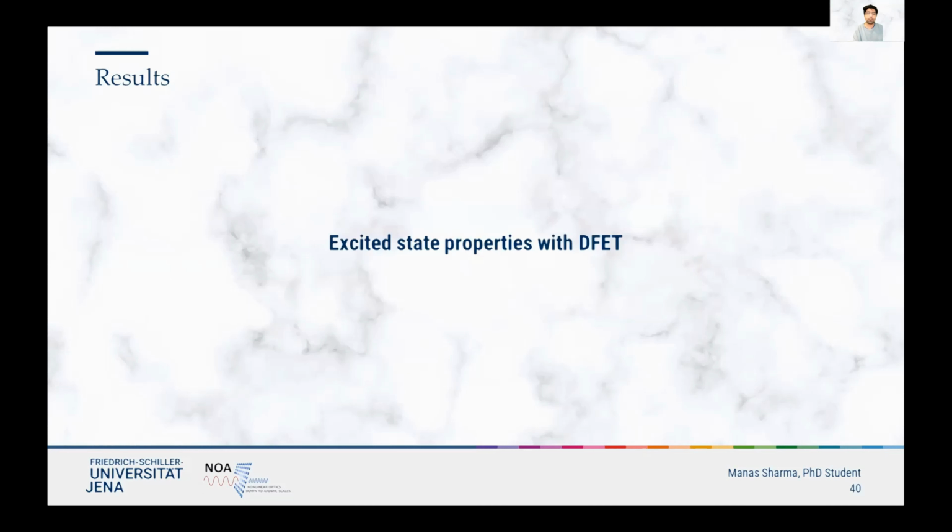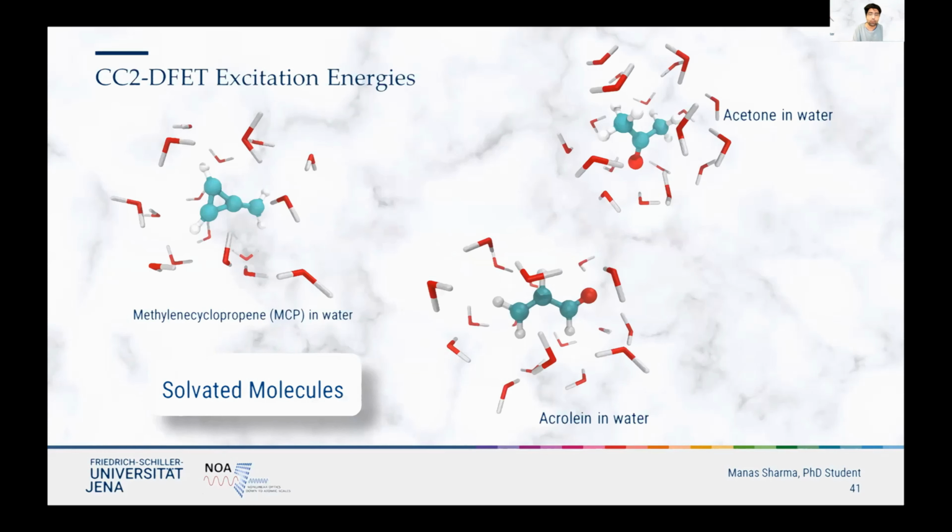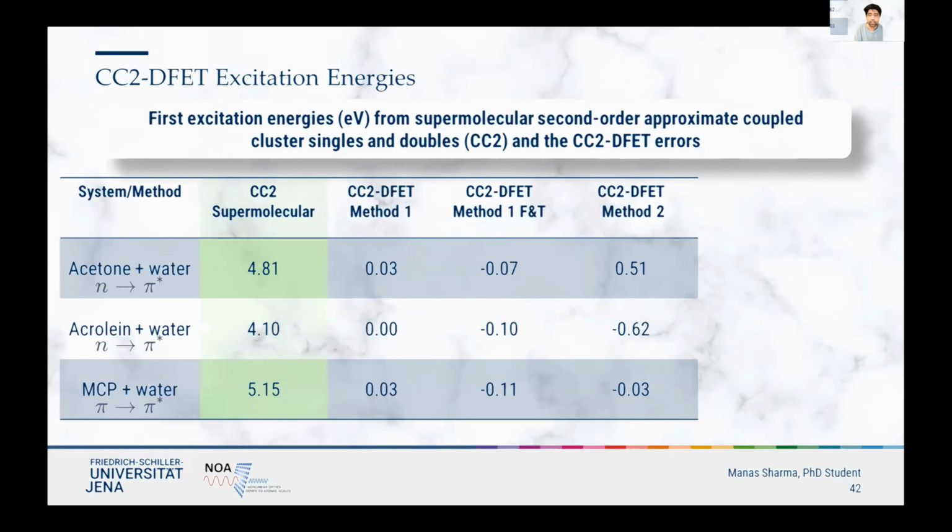And then we can also perform excited state calculations using DFET by coupling it with some wave function theory methods. For example, the second order approximate coupled cluster singles doubles, that is CC2. So here I consider 3 solvated molecules that are acetone, acrolein, and methylene cyclopropene. And I will consider the first excited state energy, or sorry, the excitation energy of these molecules calculated using the regular CC2 supermolecular calculation in the green column.